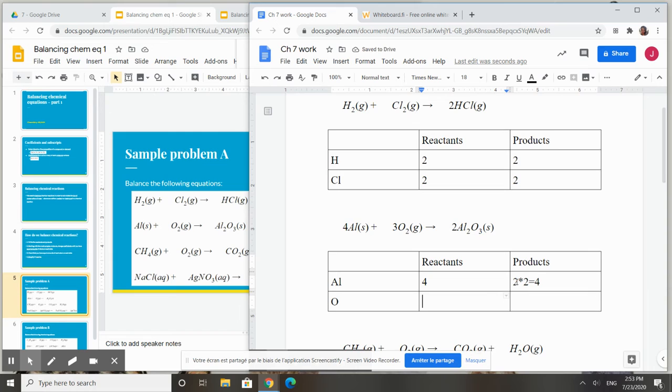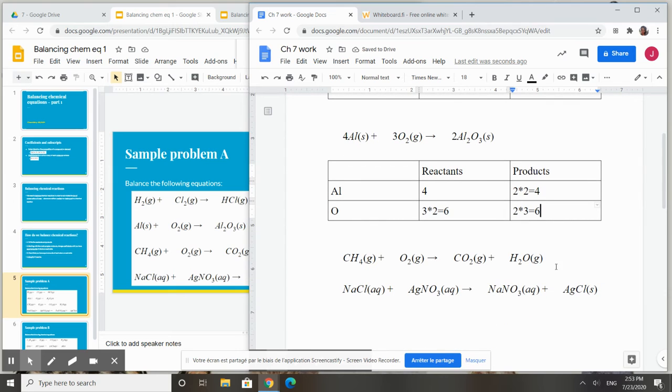And then for my oxygen, I've got 3 times 2 is 6 oxygens on my left, and 2 times 3 is 6 on my right. 4, 3, 2, I can't simplify that, so I am done. Moving on to my next one.